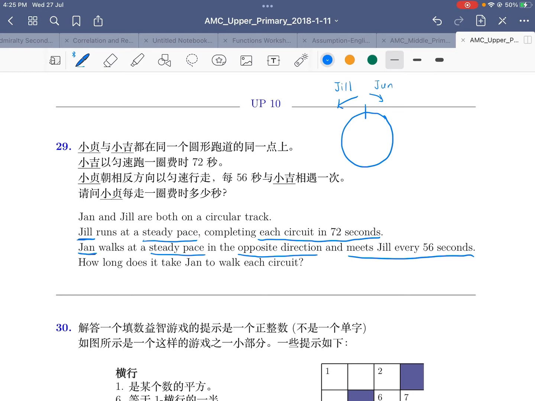in the clockwise direction. So Jill is going to complete the circuit in 72 seconds. She is going to meet Jen at every 56 seconds. So let's take a look at the 56 second itself. How much of the track would Jill complete? So maybe they are going to meet around here. So this is going to be their meeting point. Probably, because Jill is probably going to run faster than Jen.